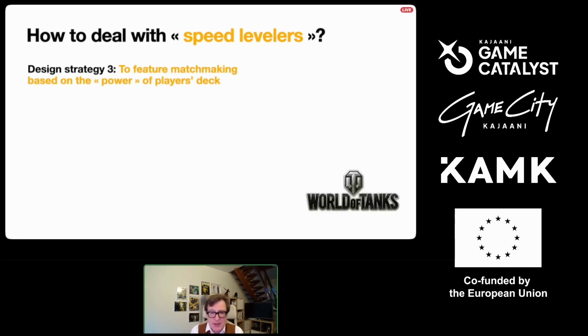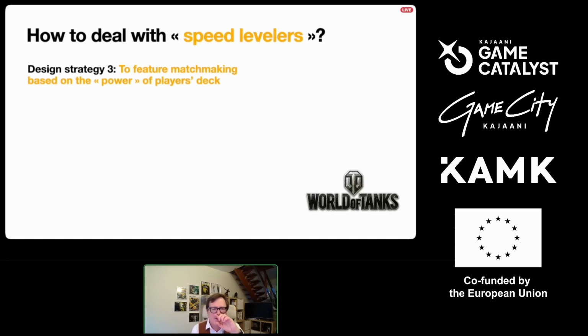Another strategy yet is to allow players to play as much as they want, but in World of Tanks, they found a nice way around it. In that game, when players acquire more powerful tanks or when they upgrade the tanks, the matchmaking pits them against equally powerful players. So players can speedrun the progression as much as they want. It will not get them any benefit because they'll be facing players who have equally powerful tanks, you see.